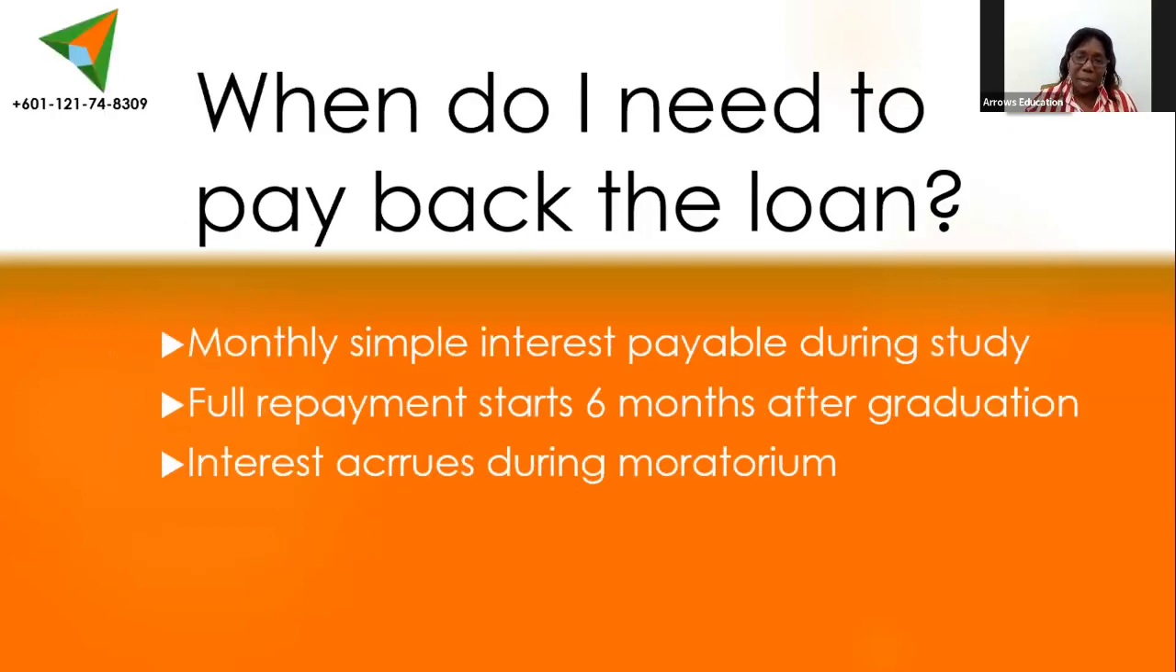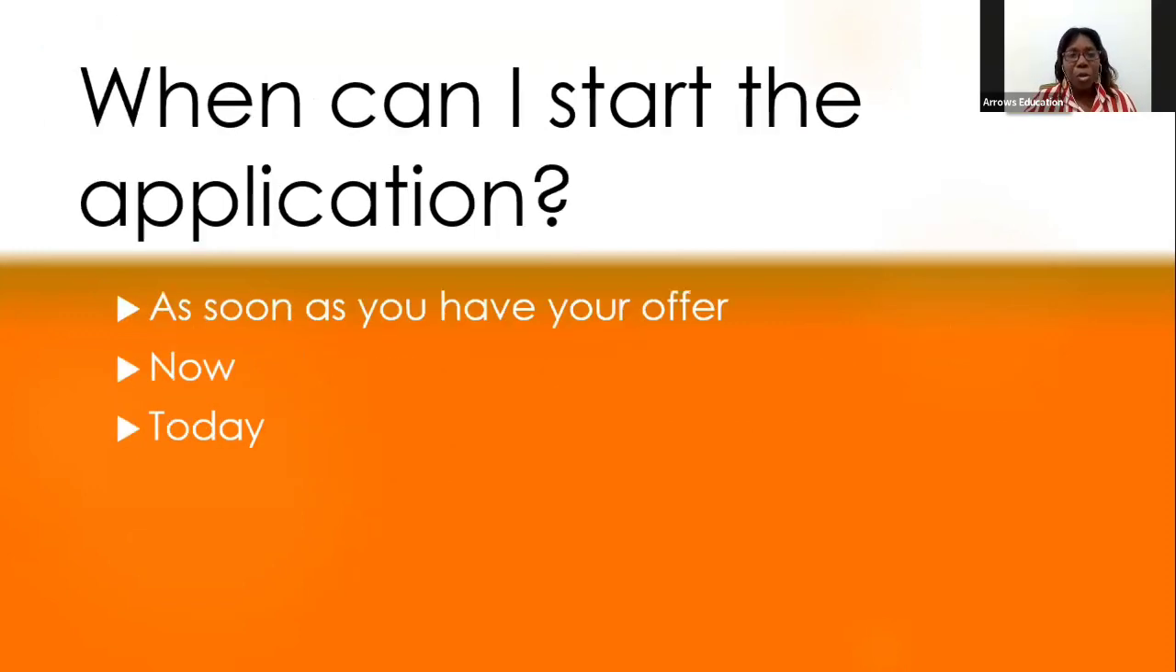When do I need to pay back the loan? You pay monthly simple interest during your study. So every month while you are studying, you pay a little part of the loan. Very, very small part. It's just part of your interest, so that it keeps your interest low and you don't get choked by the time you graduate. Full repayment starts 6 months after graduation. I've already mentioned that, but you are accruing interest during that moratorium period.